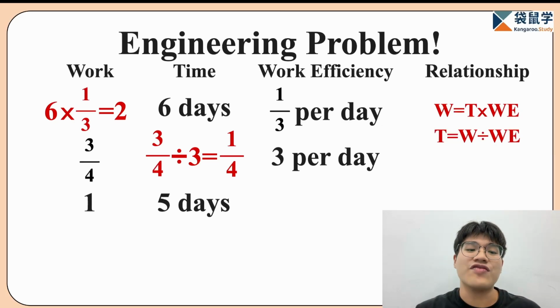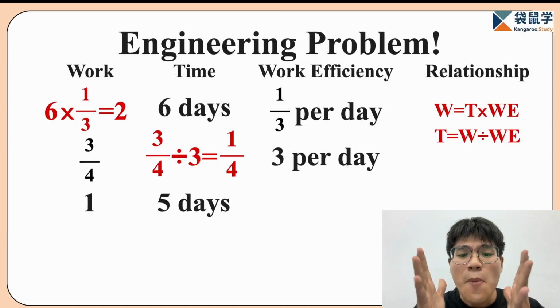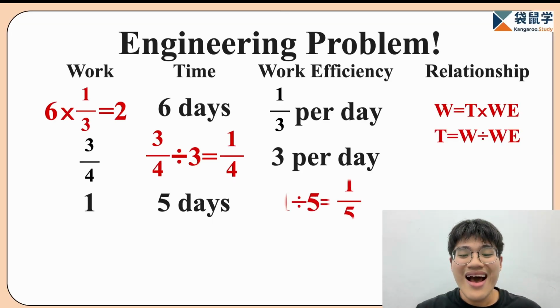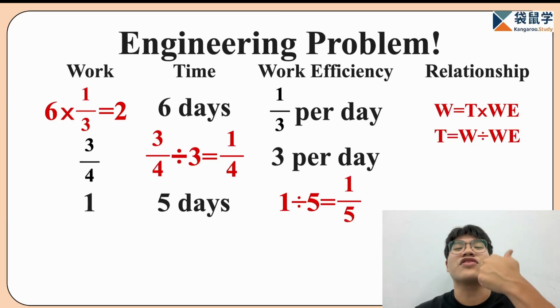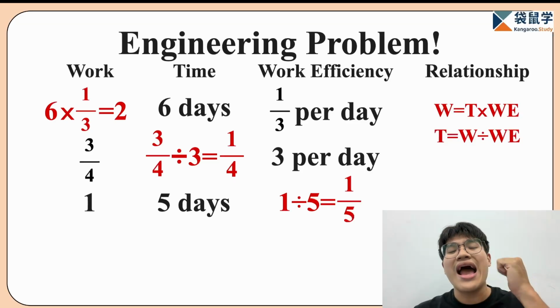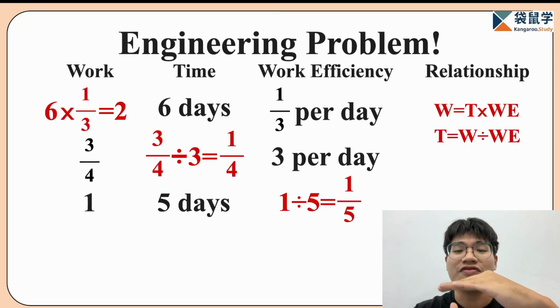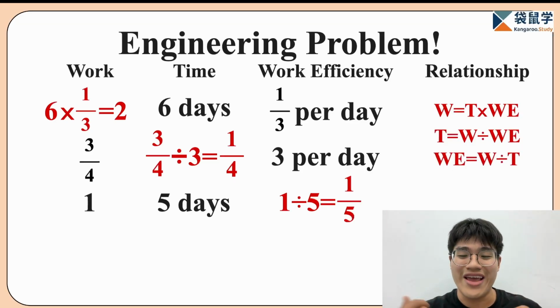Now let's see the last example here. I know that I have to make 1 car and I have 5 days to make this car. Then how many cars do I have to make per day? I can use 1 divided by 5 to get 1 over 5. So I have to make 1 over 5 cars per day. And in this relationship, we can know that I have the work and I have the time. I also divide the 2 of them to get the work efficiency.